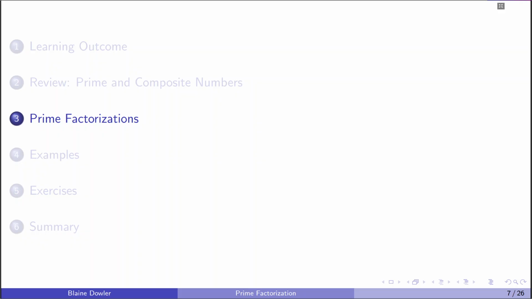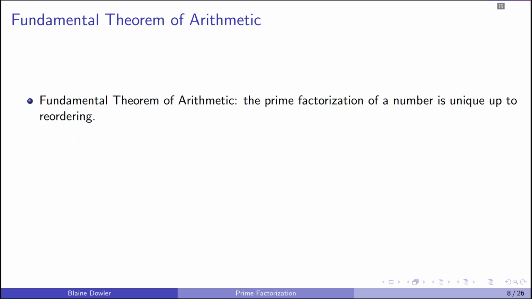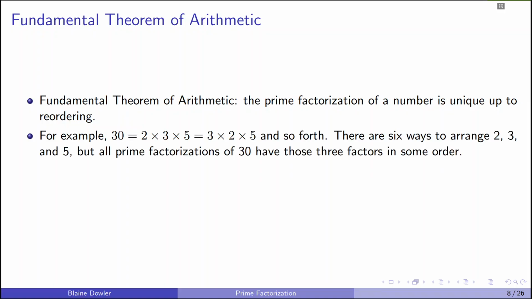So looking at prime factorizations in detail now. The fundamental theorem of arithmetic says the prime factorization of a number is unique up to reordering. For example, 30 can be factored as 2 times 3 times 5 or 3 times 2 times 5. There's 6 different arrangements of 2, 3, and 5. But all prime factorizations of 30 have those 3 factors appearing once each in some order. That's why we say unique up to reordering.